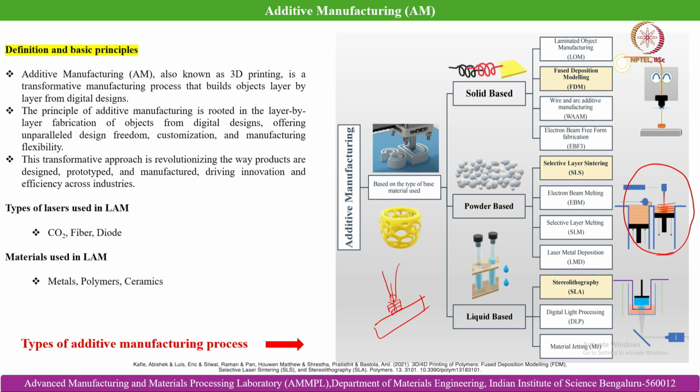parts out of it. And then there are other variants like electron beam based powder bed fusion. So, instead of laser, when we do the powder bed fusion by electron beam, we call it EPBF. And then there is selective laser sintering, SLS, and electron beam melting, and these are all solid and powder based additive manufacturing processes.